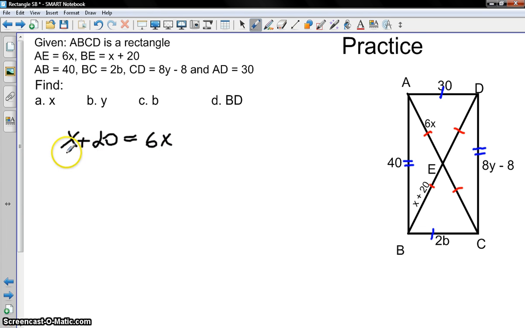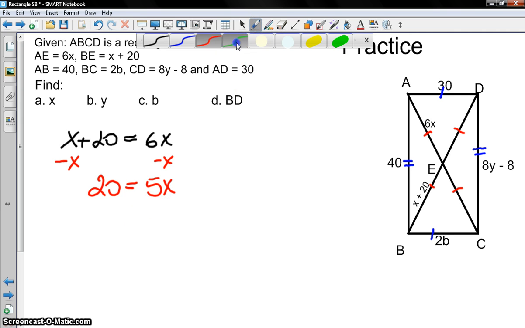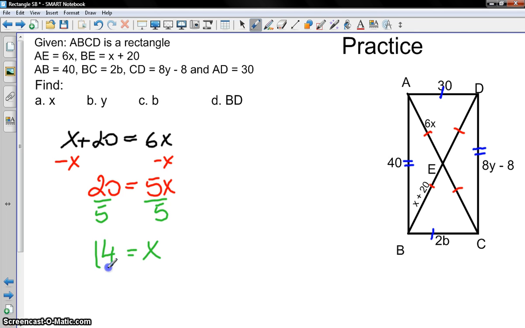Now, when I do that, I have to get rid of the x. So I'm going to subtract x on both sides. That's going to give me 20 has to equal 5x because 6x minus x is 5x. I'm going to have to divide by 5 on both sides in order for me to solve for x. So I have an x of 4. Now, this is only the A part of the problem.